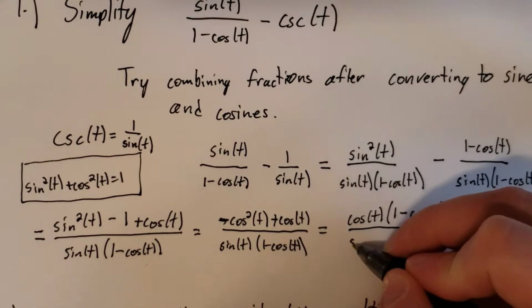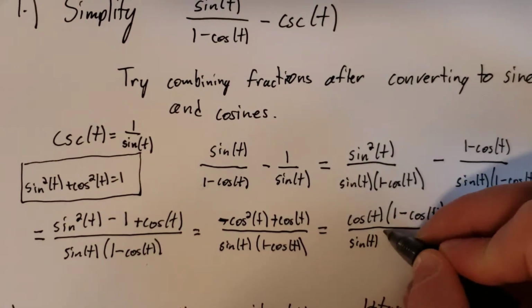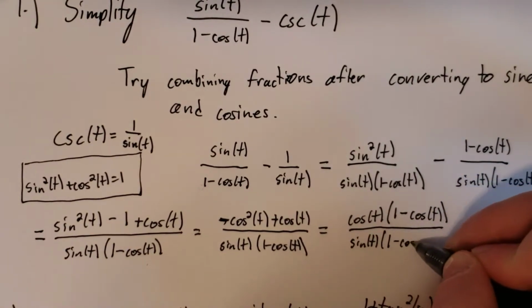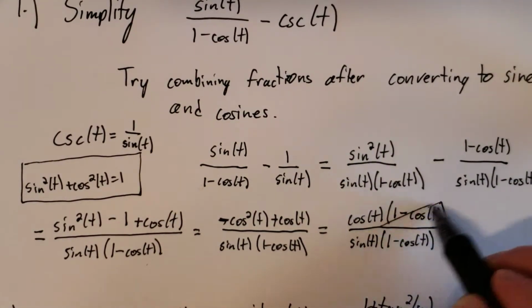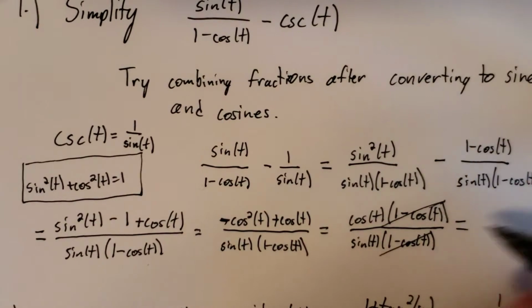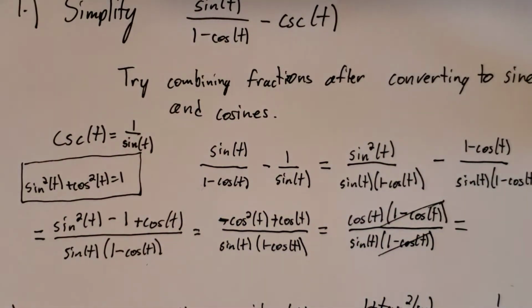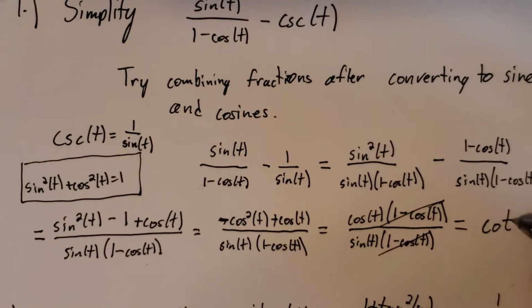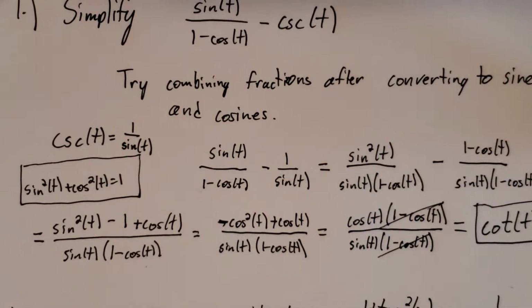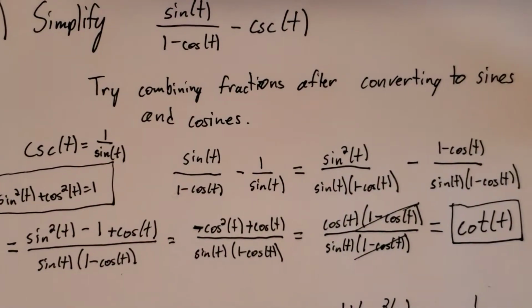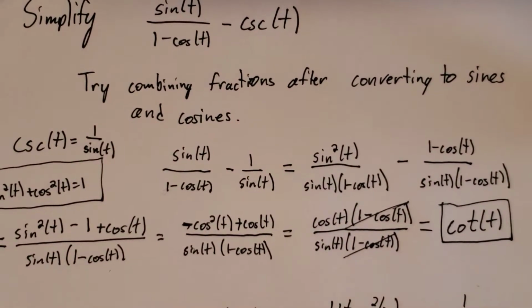So this is, again, we're just going to rewrite the denominator. And hey, we have something that cancels. And we, in fact, get cosine of t over sine of t, which is cotangent of t. And we've simplified that to, well, as simple as that can get.